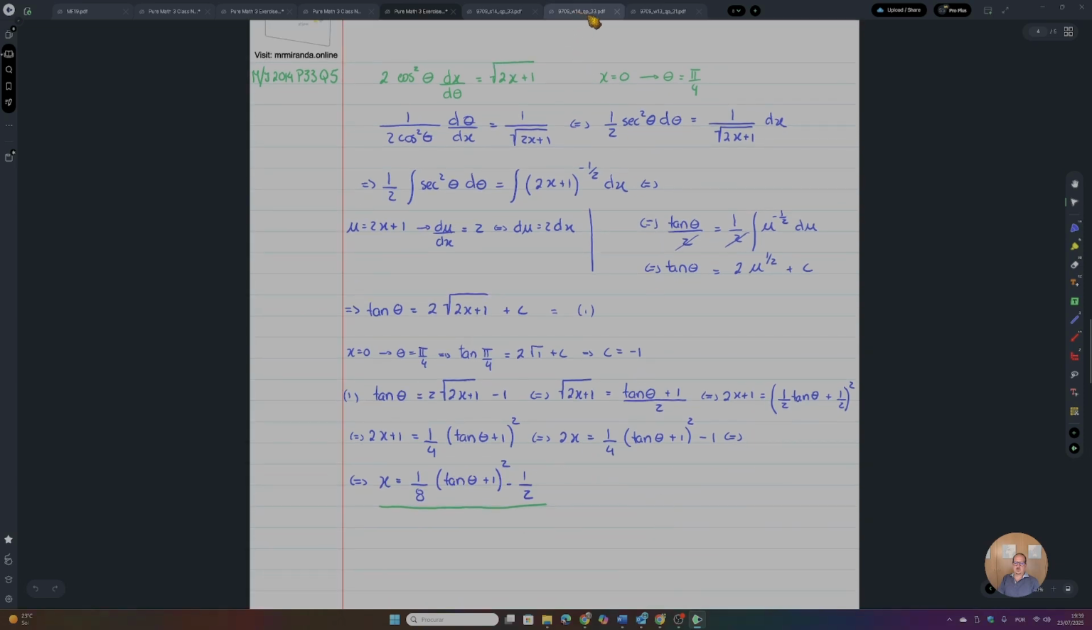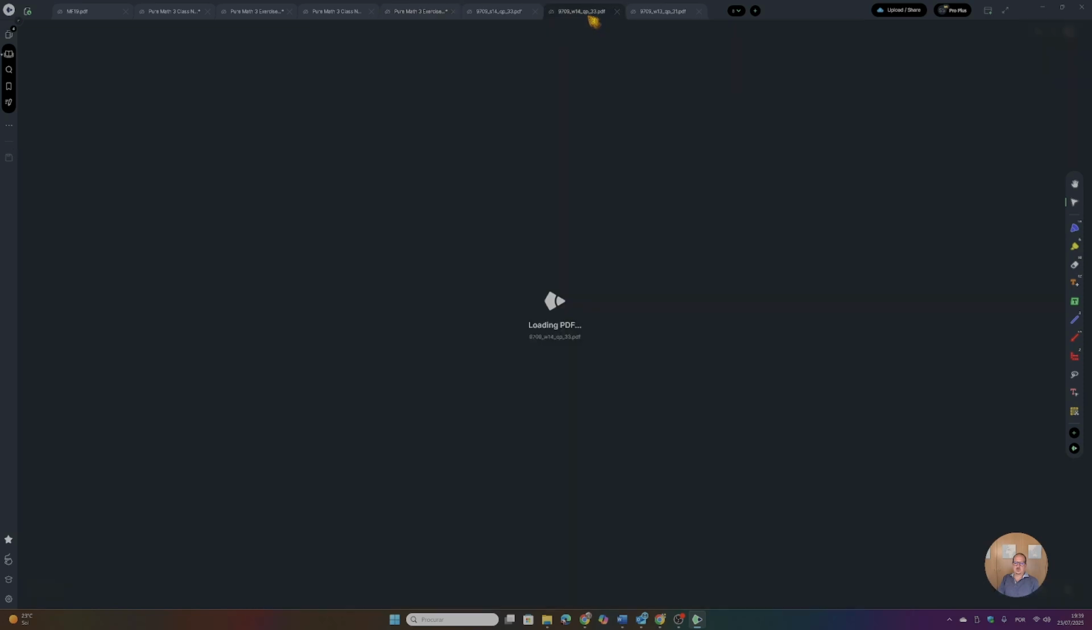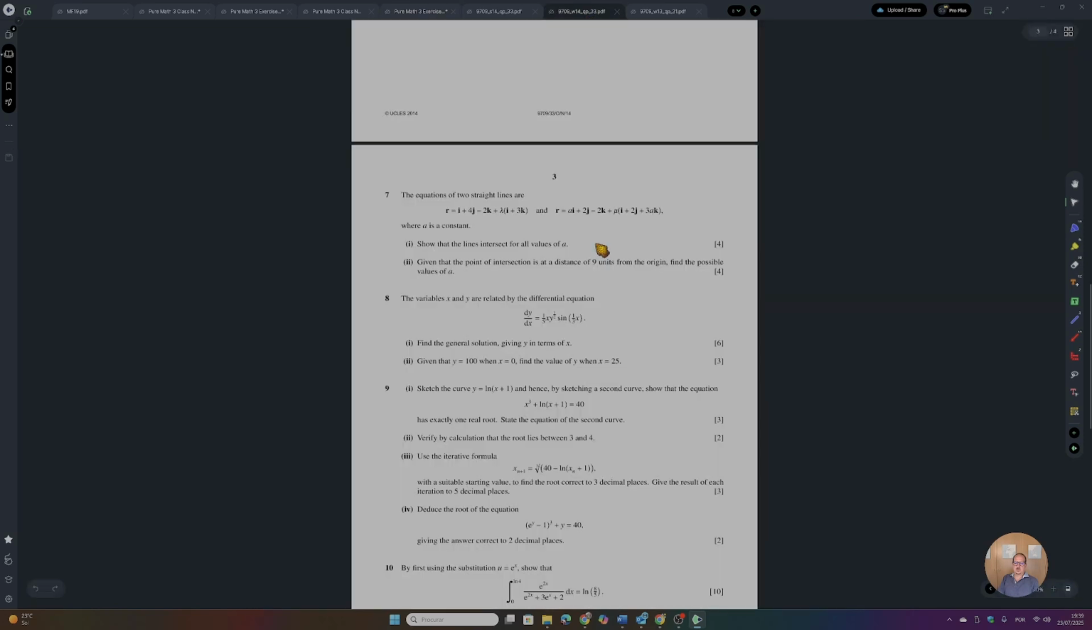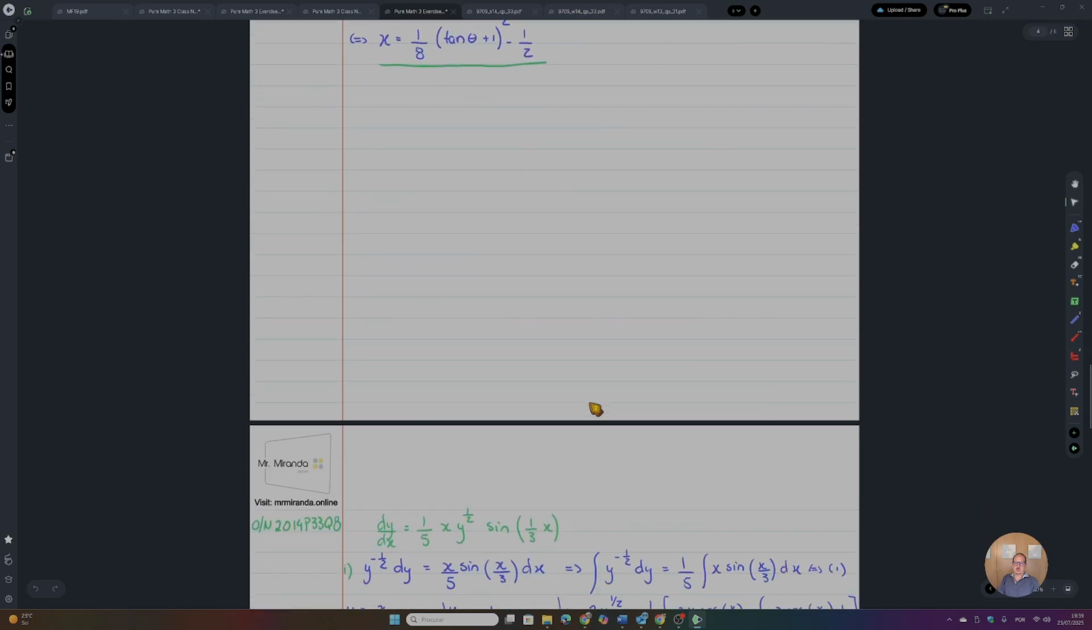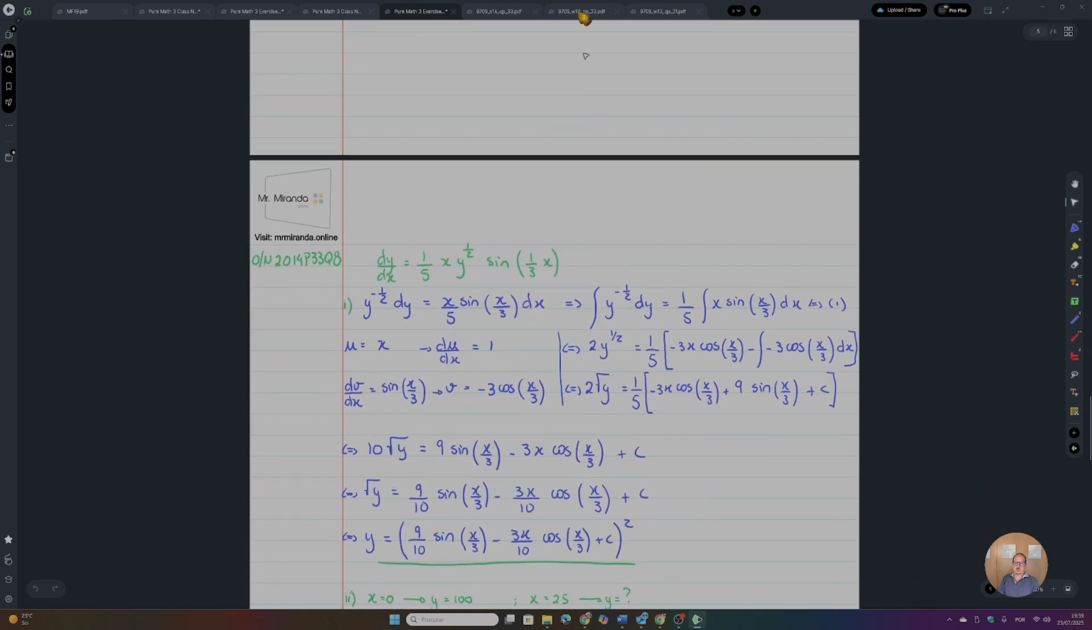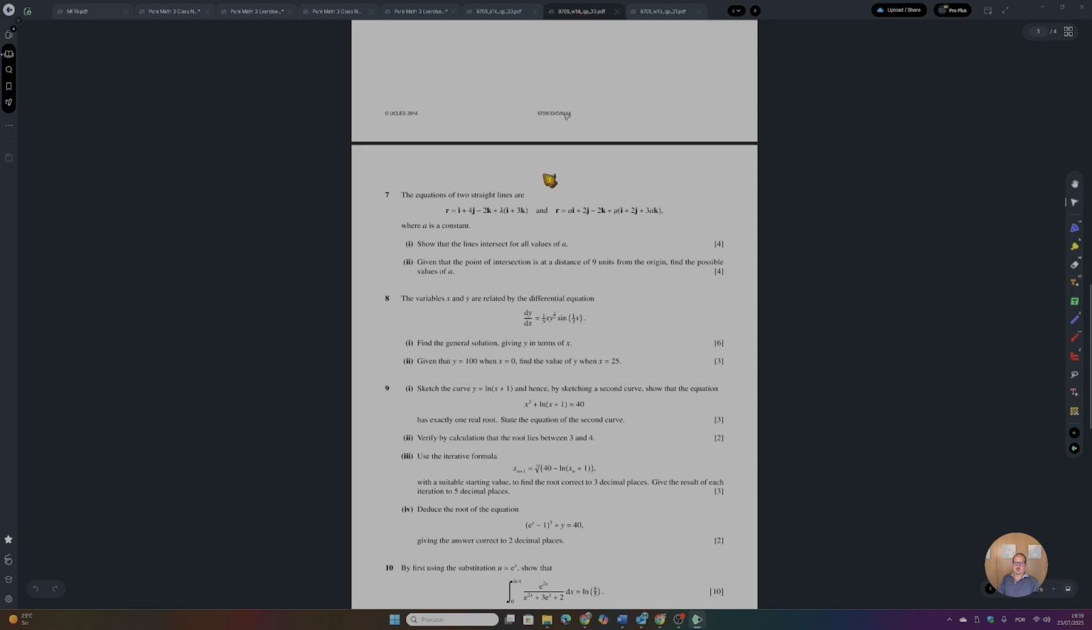Another one. Winter 2014, paper 33, it's question 8. Let me just ensure that I'm doing the correct one. Yes, question 8. The variables x and y are related by the differential equation dy by dx equals 1/5 of x times y to the power of 1/2 times sine of x over 3. First question is, find the general solution giving y in terms of x.